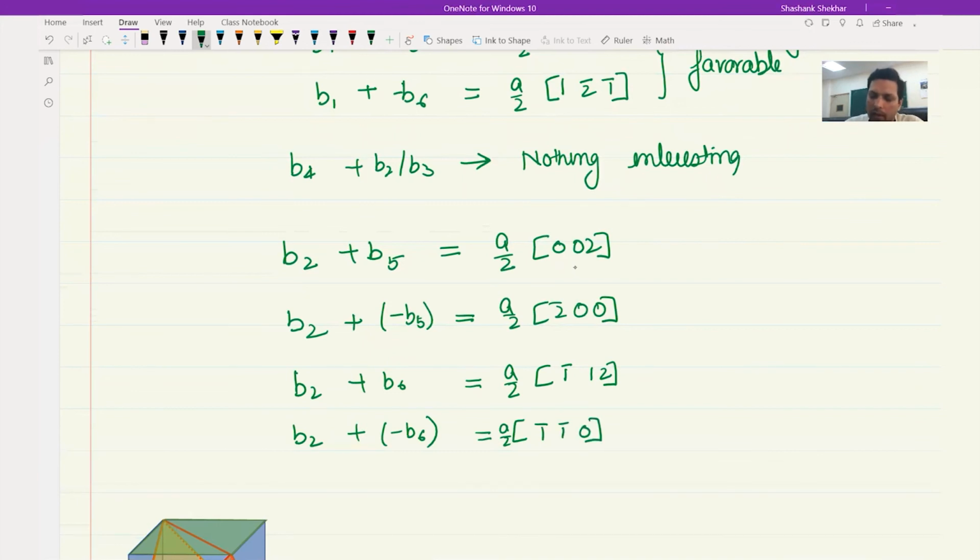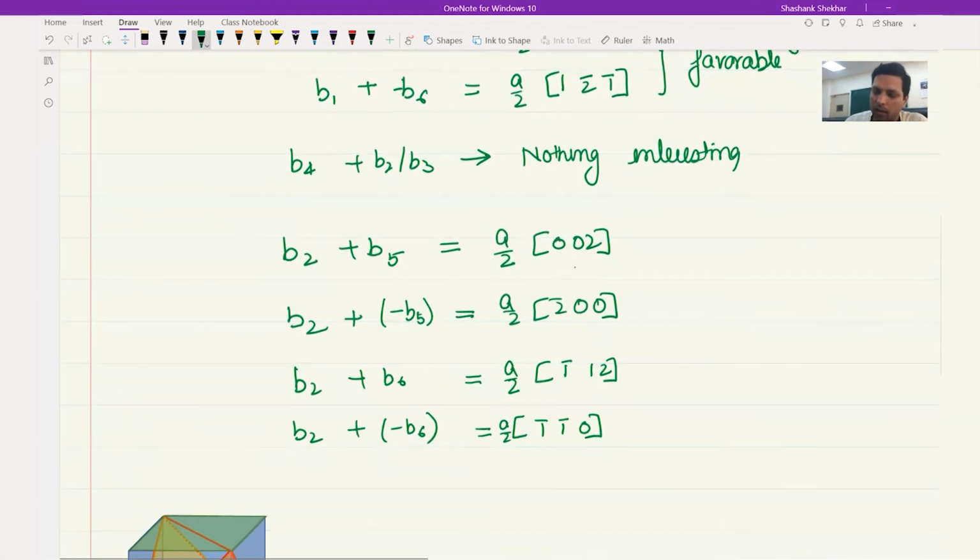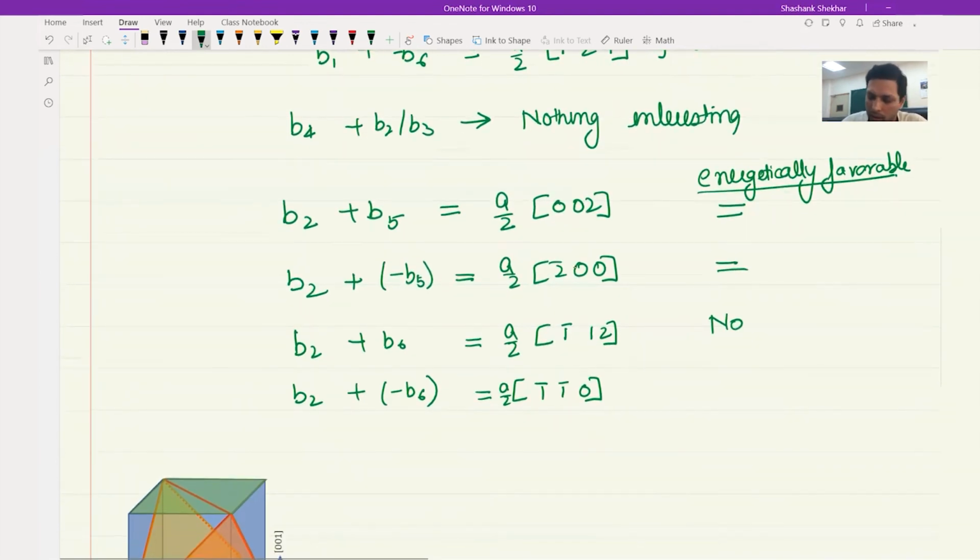Now, let's look at it energetically. I'm not going through the overall action, but if you compare energetically, what we mean is comparing B square plus B square and the B square of this one. What you would see is that this is equal, this is equal. This is not energetically favorable, but this one is energetically favorable.